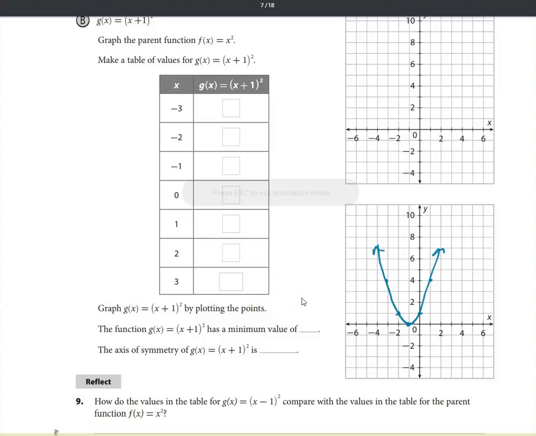And where is this minimum? Well, the minimum again is 0, because once again the y-coordinate of the vertex is 0. The axis of symmetry? Well, the axis of symmetry is this vertical dotted line right here, and the equation of that line is x equals negative 1. Again, the x-coordinate of the vertex is the location of the axis of symmetry.